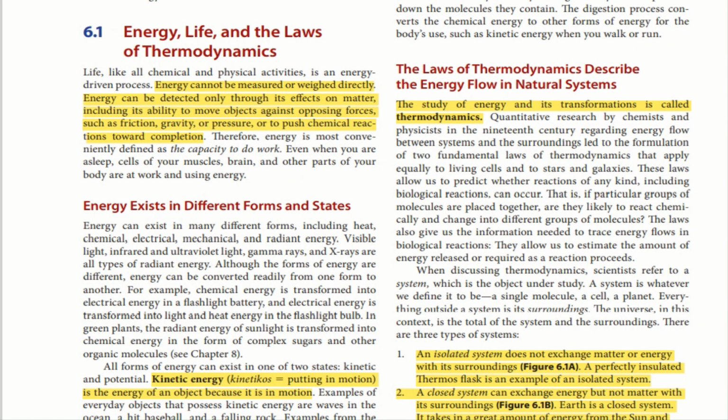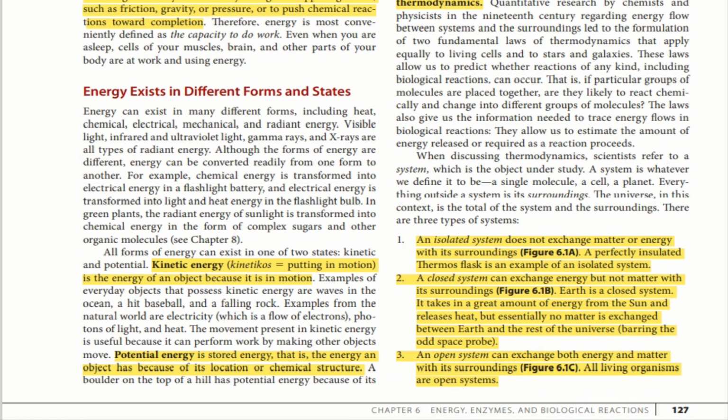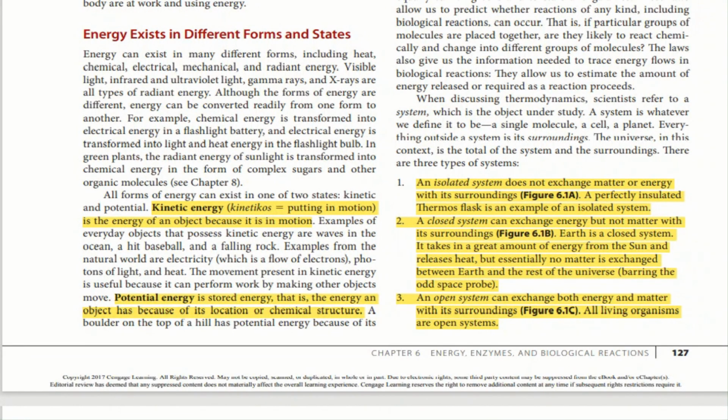When we talk about energy, we know that energy can exist in different states. Two forms of energy is kinetic energy and potential energy. Kinetic energy is the energy of an object because of its motion. For example, if you hit a baseball or you see a falling rock, this is an example of a kinetic energy. Then we have potential energy.